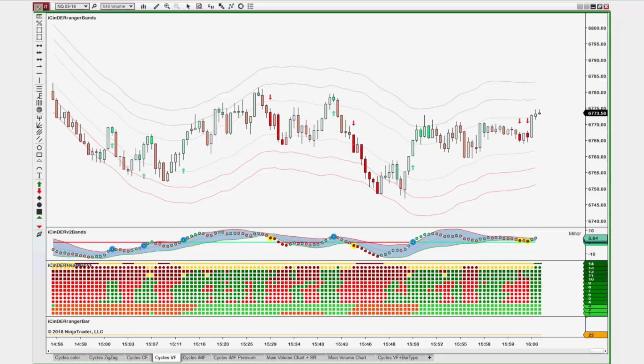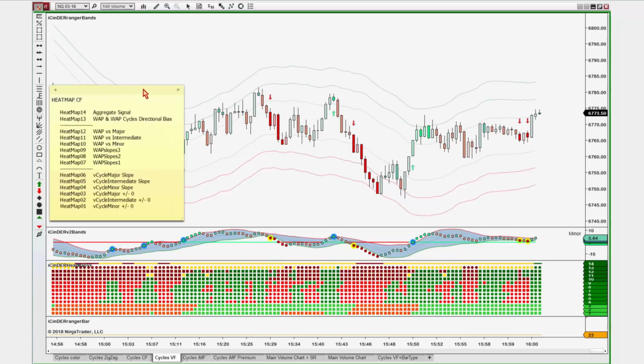But now, since we're looking in essence at cycle force, we're not looking at internal market force. So a way of looking at that is to use the weighted average price. And the weighted average price slope, type 1, type 2, and type 3 will tell you whether it's bullish or bearish bias. That's 7, 8, and 9. 10, 11, and 12 look at the weighted average price in relationship to the cycles.